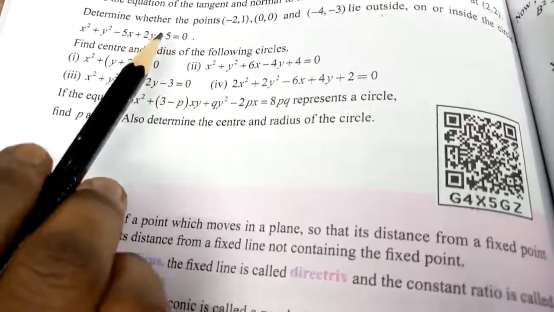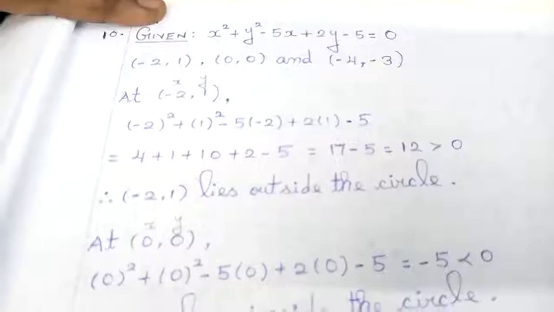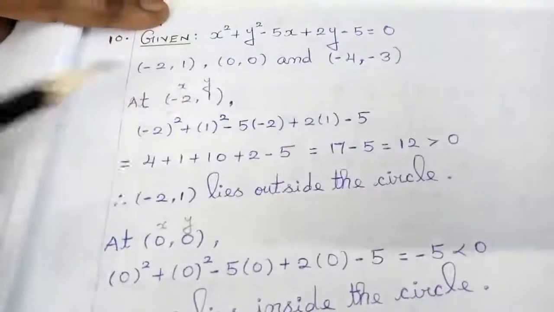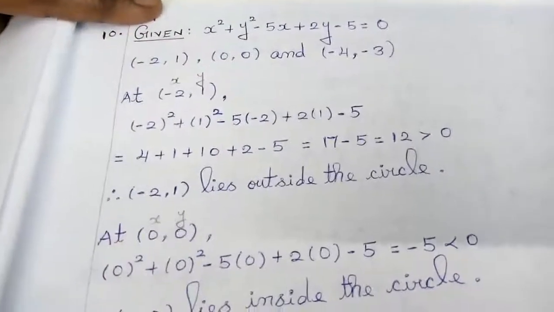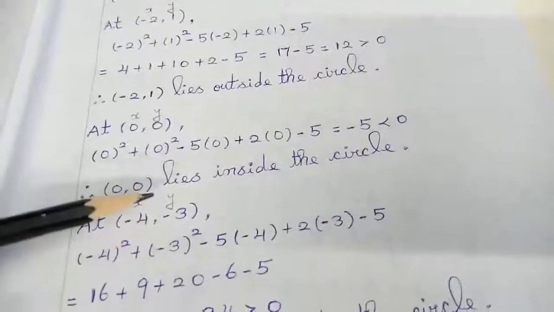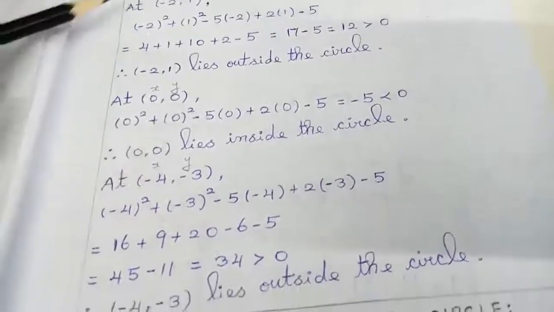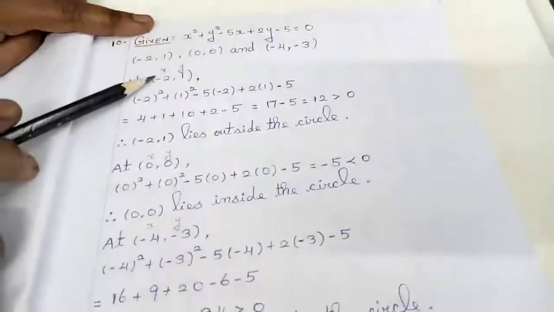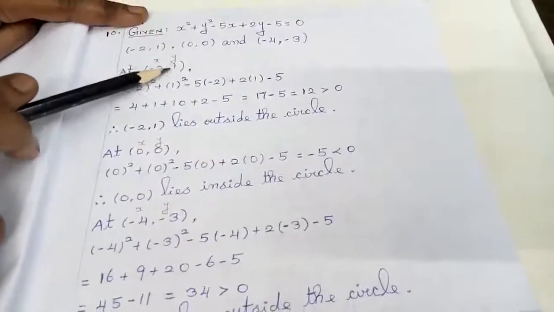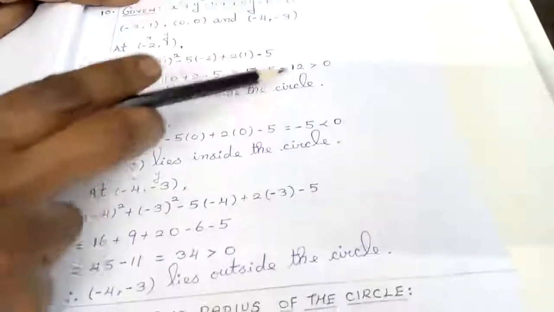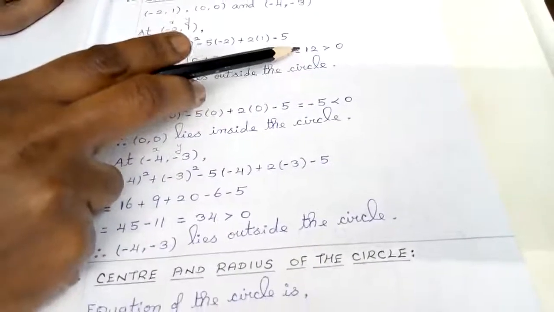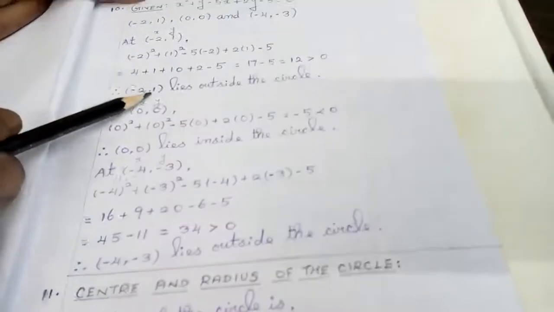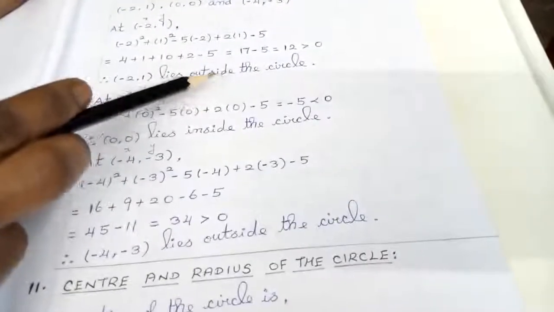So using the condition we saw now, for question 10 they have given you this equation, students. We are going to take the points separately: (-2, 1), (0, 0), (-4, -3). In place of x, y, I am going to give the values. This is the equation given. In place of x, I am going to give the value as -2. In place of y, I am going to give the value as 1. Substitute the values, you are going to get a value like this, 12. I am going to check only the sign. Positive sign means greater than 0. That is, (-2, 1) lies outside the circle. The given point lies outside the circle.